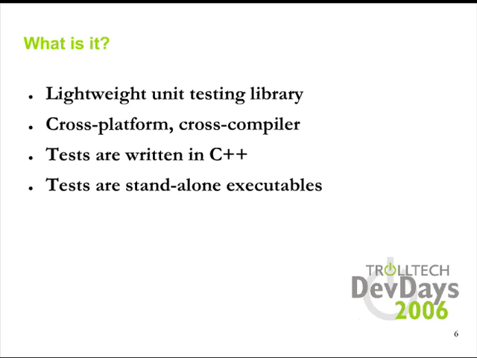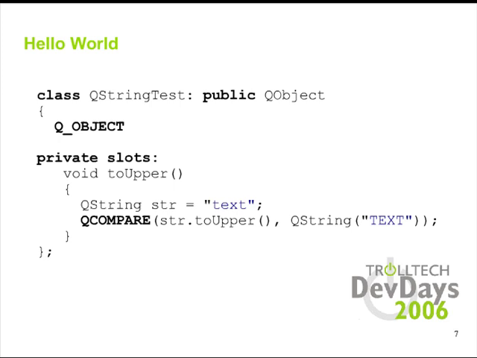So let's start with the hello world. I have a class which I call QStringTest. It's a public QObject, so no magic here. Don't forget the Q_OBJECT macro. If you're using Qt, you already know you have to put it in there. We have one private slot here. In other words, all the test functions are private slots.